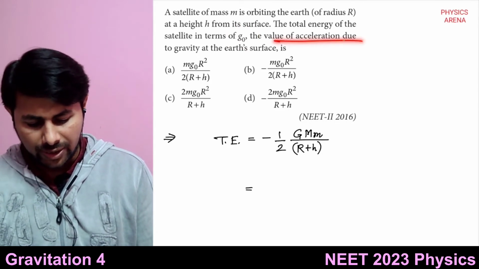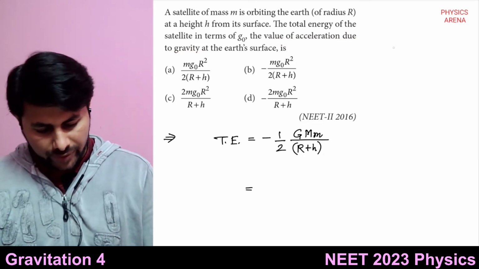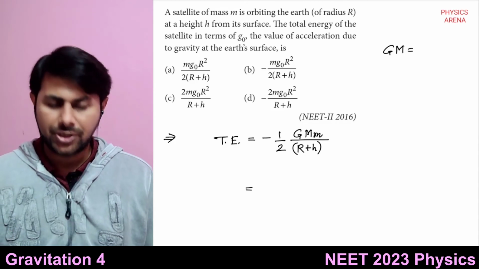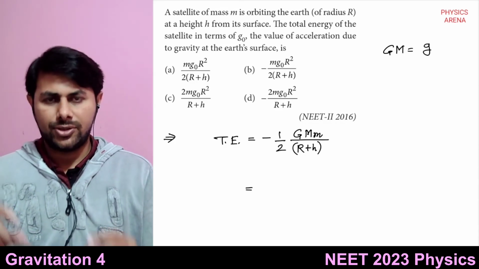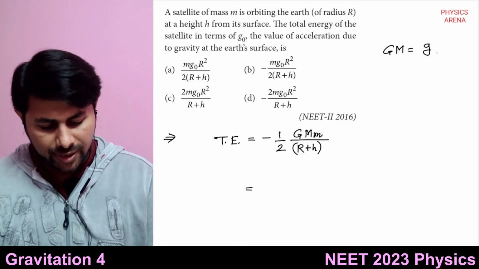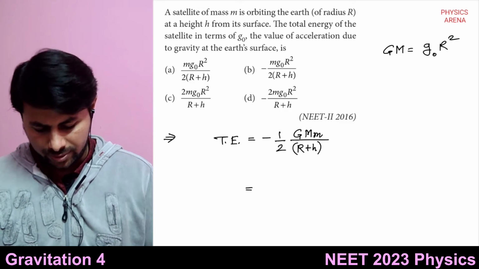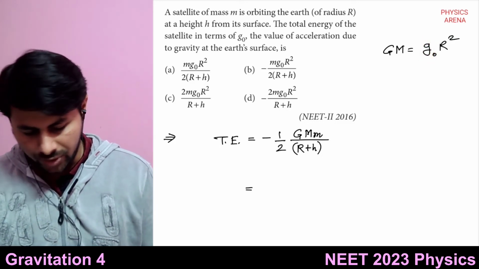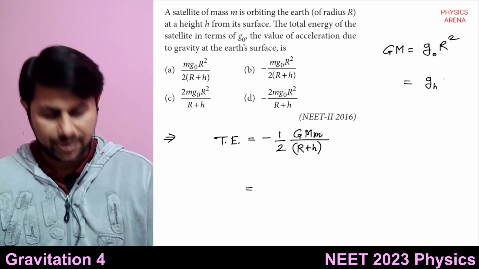And they're asking how much is total energy in terms of g naught, the value of acceleration due to gravity at the Earth's surface. We have discussed this repeatedly: the trick to solve most gravitational problems is to use GM. Remember, GM is equal to g multiplied by R squared. Here they are calling it g naught, and it is equal to g multiplied by (R plus h) squared.